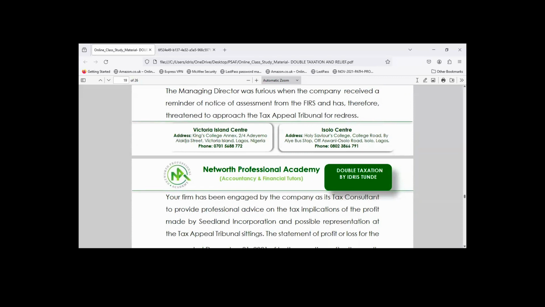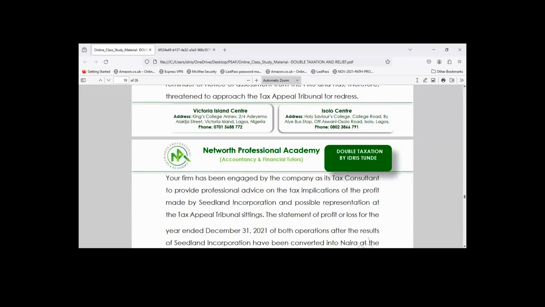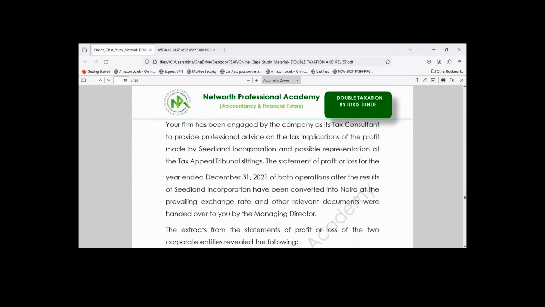Your firm was engaged by the company as its tax consultant to provide professional advice on the tax implication of the profit made by Seedland Incorporation and possible representation at the Tax Appeal Tribunal sitting. The statement of profit or loss for the year ended December 31st, 2021 of both operations, after the result of Seedland Incorporation has been converted to Naira at prevailing exchange rates, and other relevant documents have been handed over to you by the managing director.